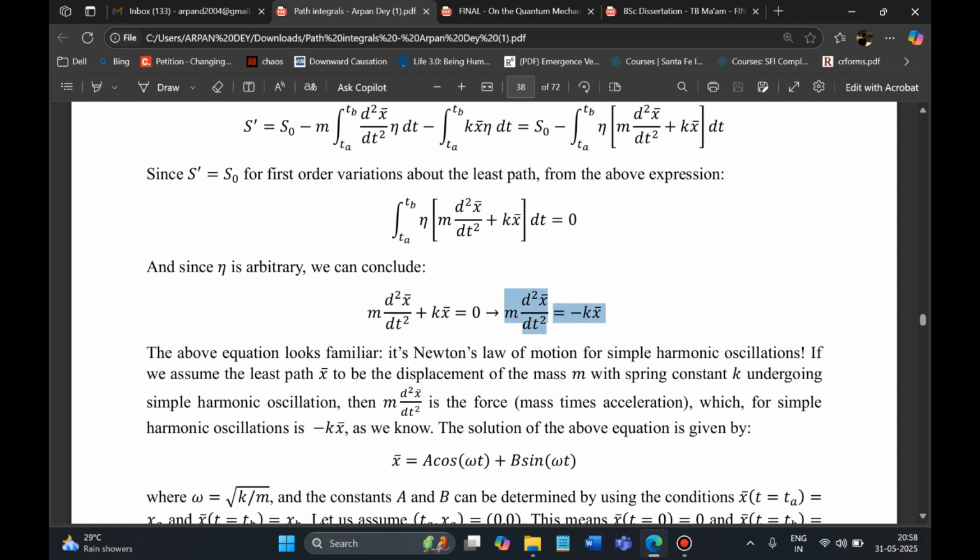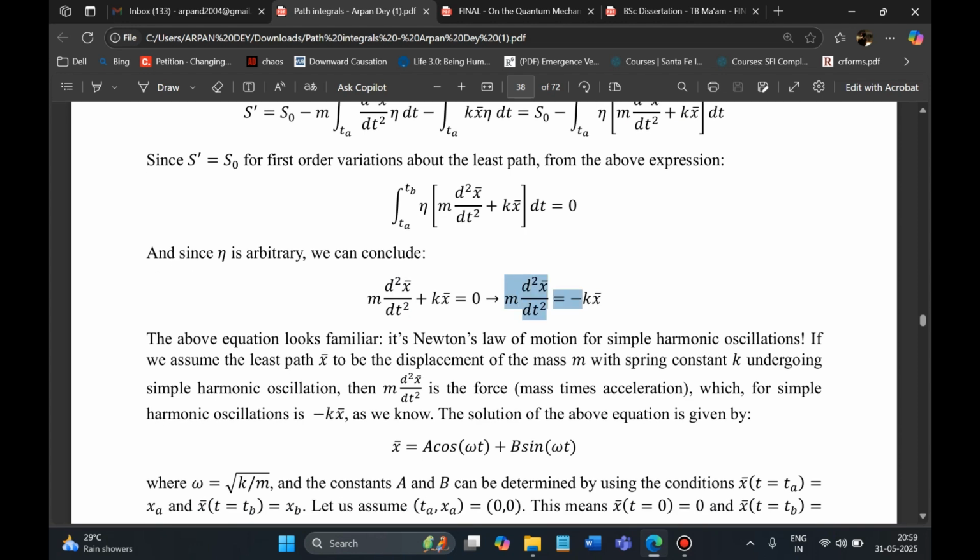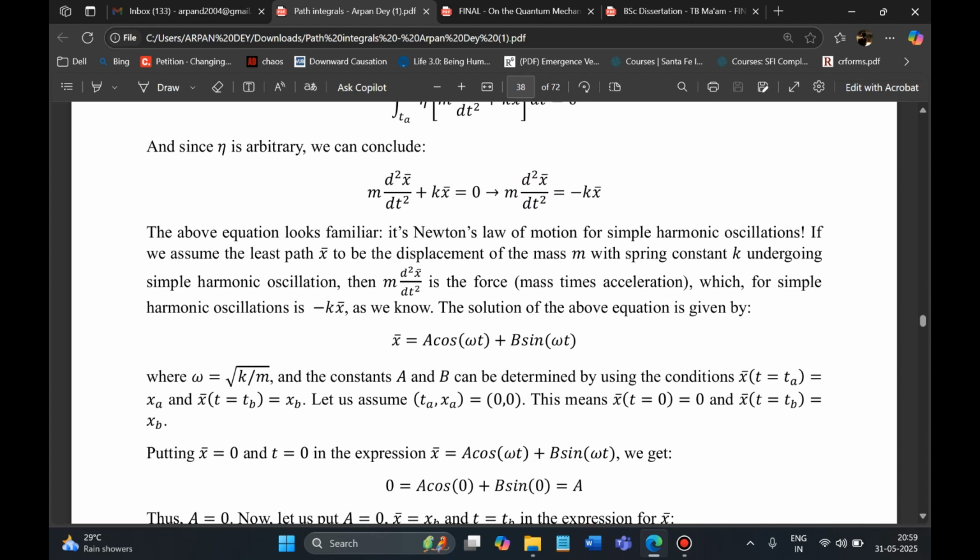This is the same equation, but in place of x you have x bar, which is the classical path, the least path. So basically this shows why the path integral is the more general case, and classical physics is only a special case of quantum physics. When you have the classical path, even the laws of quantum mechanics lead you to Newton's law, the familiar laws of classical physics. It's a very beautiful observation, right?